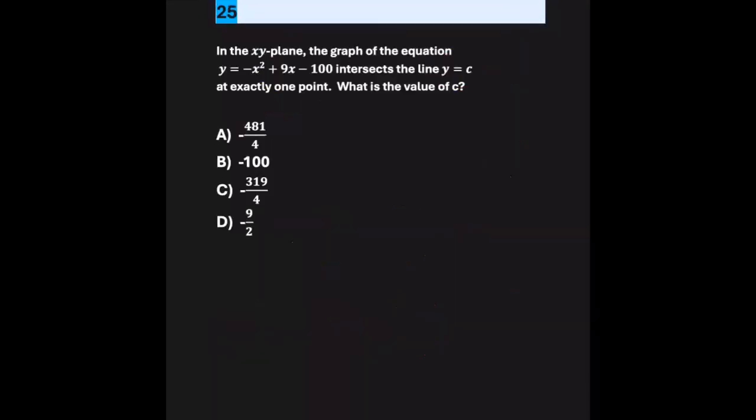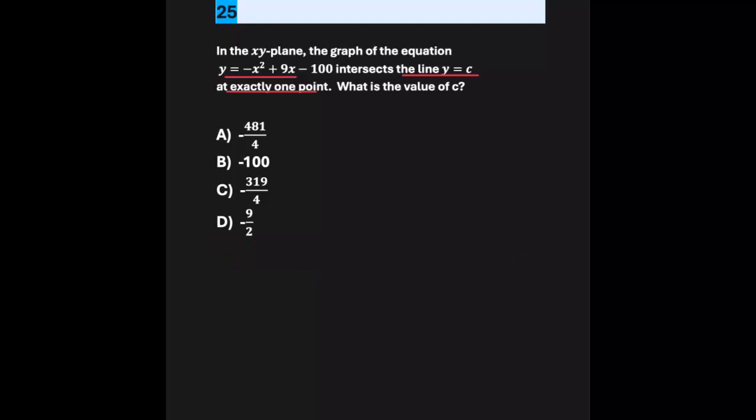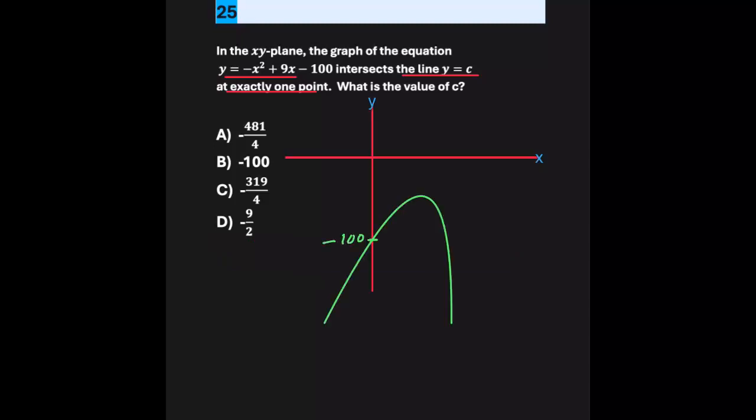Okay, question 25. In the xy plane, the graph of the equation intersects the line y equals c. So what is the value of c? So they want to hear y-intercept. For this type of question, you can use the graphing calculator, but for now we can use the formula. The graph looks like this, and this point here, minus 100, is on the y-axis. And the line touches the graph at exactly 1 point, at the vertex.